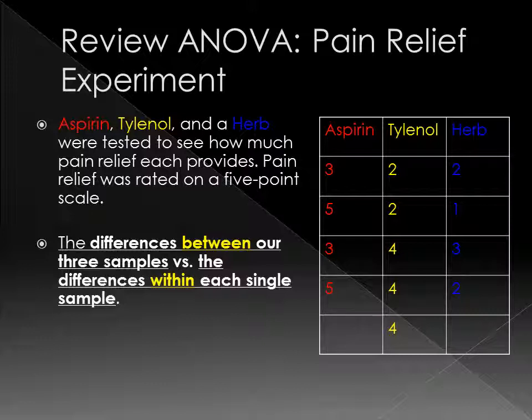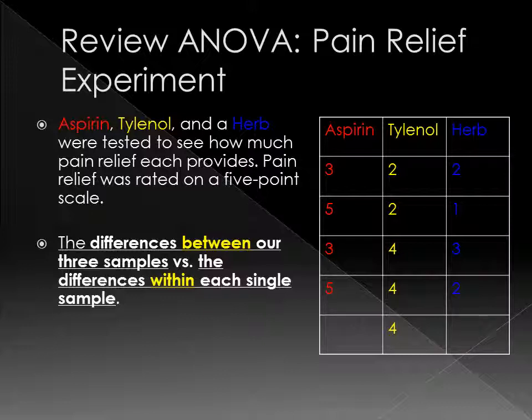Also, we notice that within each group, such as the aspirin group, there are individual differences. Within the Tylenol group, there are individual differences. Same thing for the herb group. Therefore, in this example, we will have between group difference and the difference within each single group.